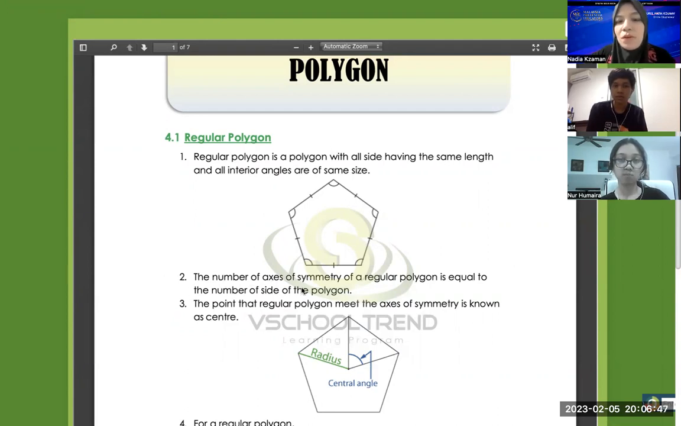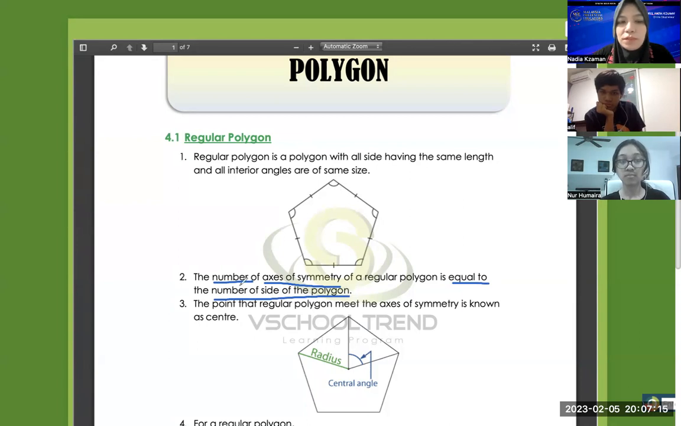So the number of axes of symmetry of a regular polygon is also equal to the number of sides of the polygon. So how many sides do we have here? Right, we have 5 sides. So that is also the number of axes of symmetry. The number of axes of symmetry is equal to the number of sides of the polygon.